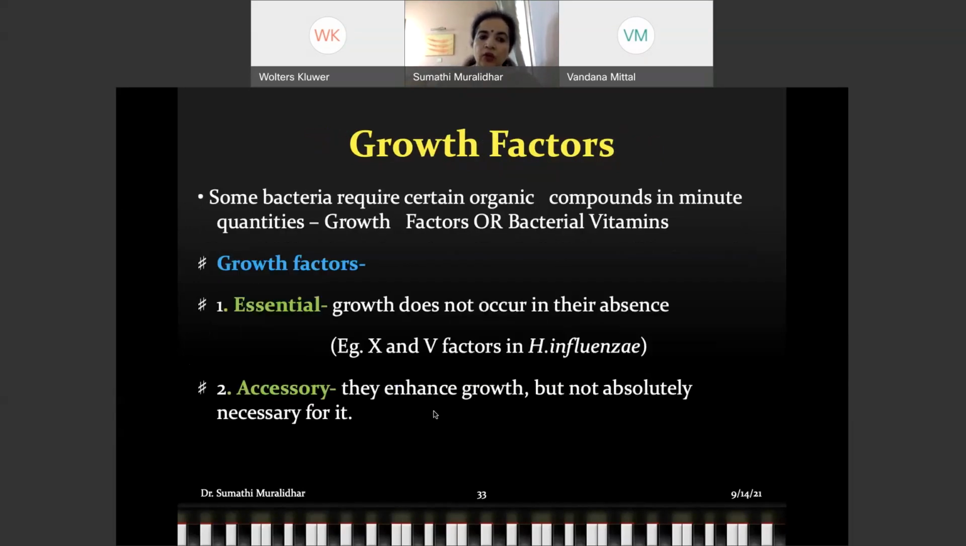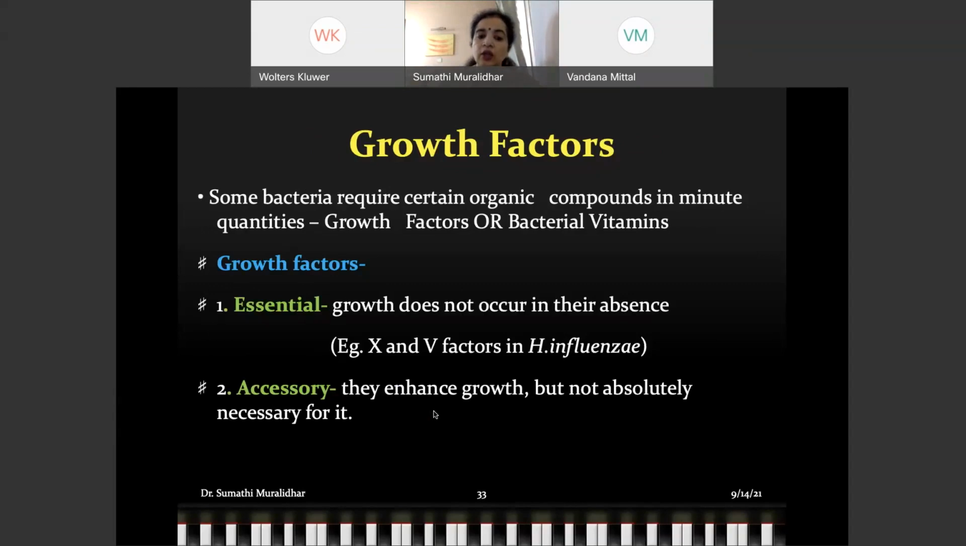Now, what are the growth factors required? Some bacteria require certain organic compounds called growth factors. I told you they are also called the bacterial vitamins, just as we require vitamins and minerals in smaller quantities in addition to the carbohydrates, fats, and proteins that we require. So the growth factors could be of two categories, essential or accessory.